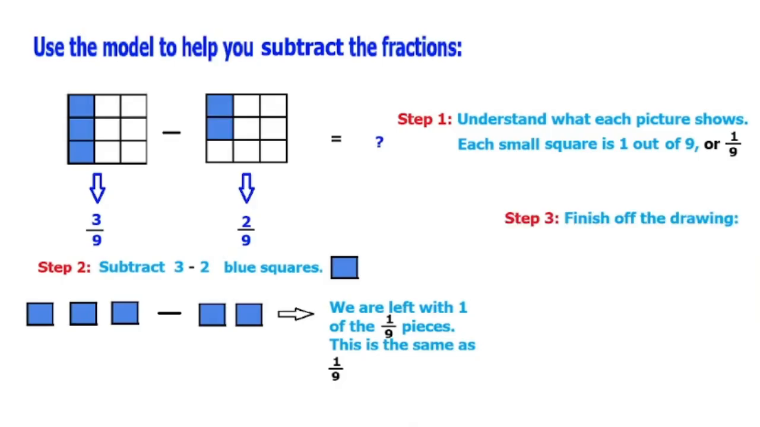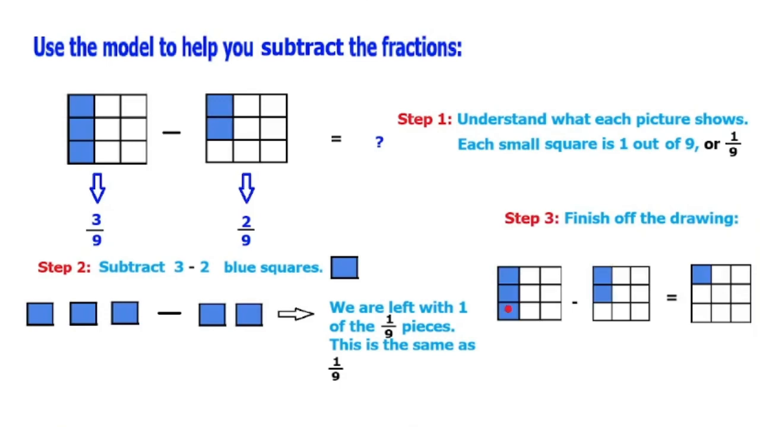So step 3, let's finish off the drawing, and then it'll be picture clear to you how it looks. So we have this one, which is 3/9 minus 2/9 equals 1/9. So that's how the 1/9 looks when you picture it in terms of this problem. So we just said this is 3/9 minus 2/9 equals 1/9. And that's how you do fraction subtraction.